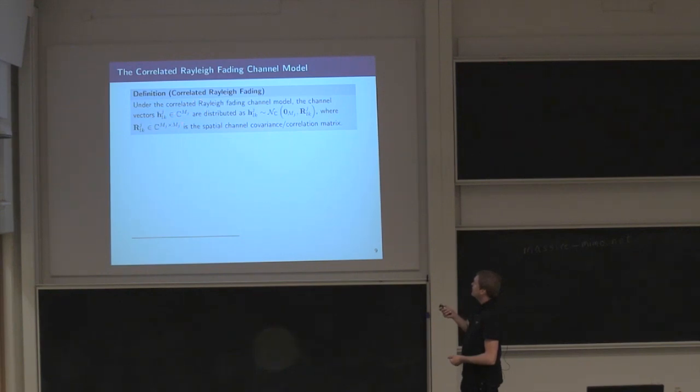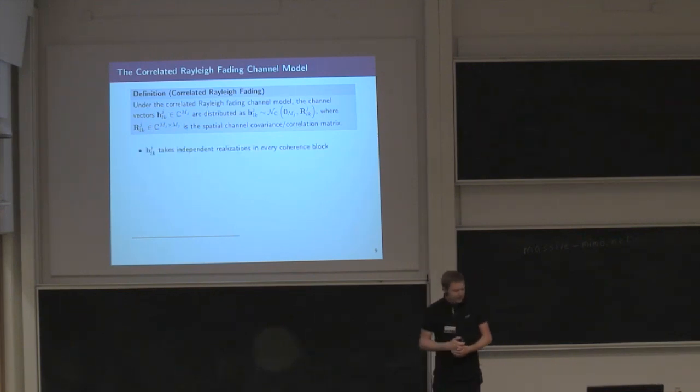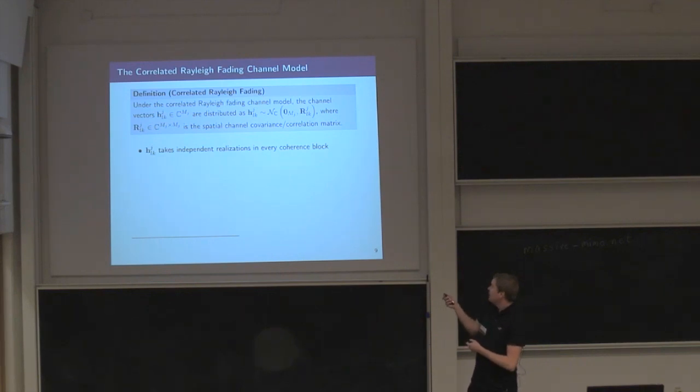So we say that this channel that we looked at from user K in cell L to some other base station J is distributed like this. It has a zero mean, and it has a covariance matrix. We see that the subscript and superscript are exactly the same here, so I'm only changing H to R, and R is then always used as a spatial channel covariance or correlation matrix. And in every coherence block, we get a new realization that is independent from the previous one. That is the block fading assumption that we had previously today as well.